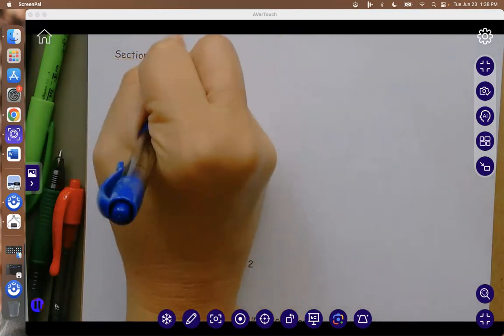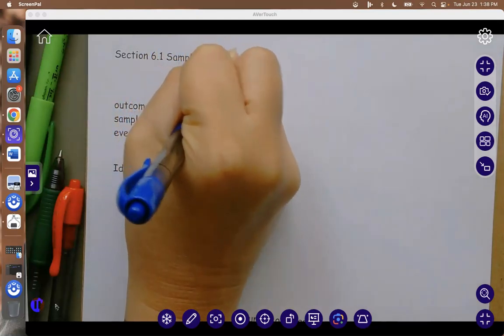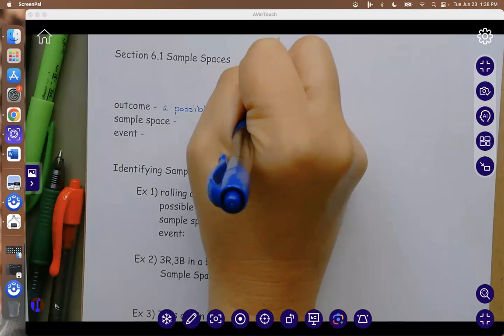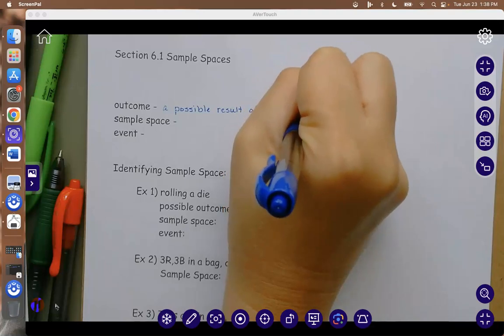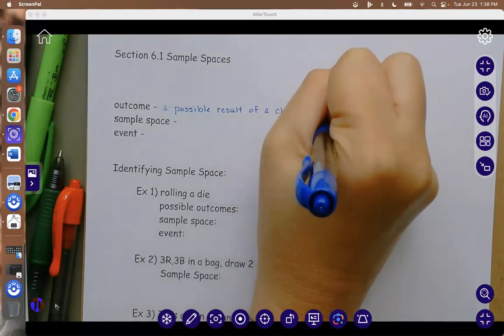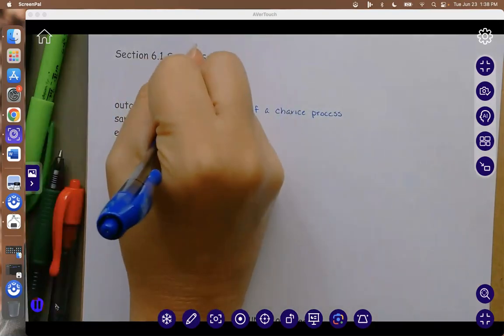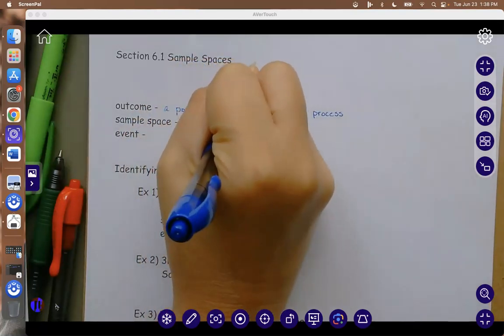So an outcome. An outcome is a possible result of a chance process. Okay? Now, like an outcome, if I flip a coin, I have heads or I have tails. Those are possible results. Sample space is the set of all possible outcomes.